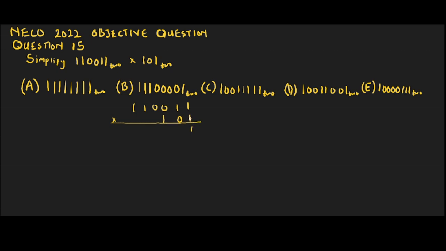1 times 1 is 1, 1 times 1 is 1, 1 times 0 is 0, 1 times 0 is 0, 1 times 1 is 1, 1 times 1 is 1. The next one, 0 times 1 is 0, 0 times 1 is 0, 0 times 0 is 0, 0 times 0 is 0, 0 times 1 is 0, 0 times 1 is 0. Then take the last one here, 1 times 1 is 1, 1 times 1 is 1, 1 times 0 is 0, 1 times 0 is 0, 1 times 1 is 1, 1 times 1 is 1.